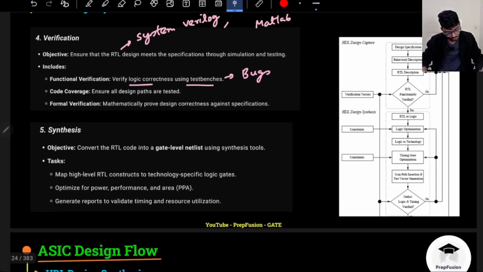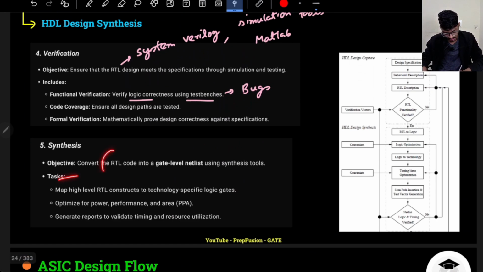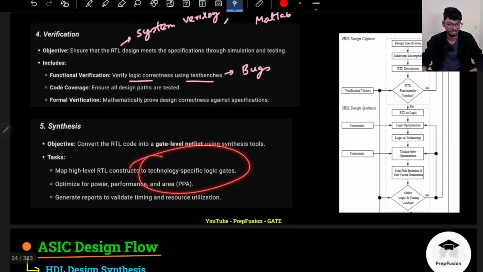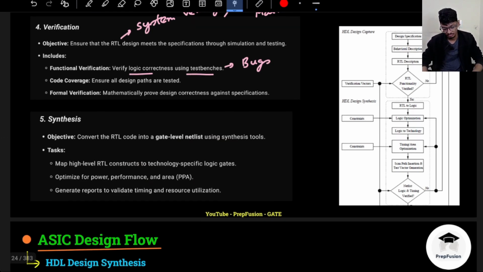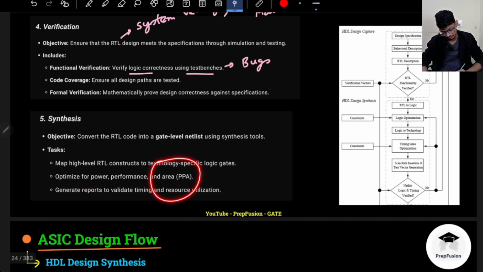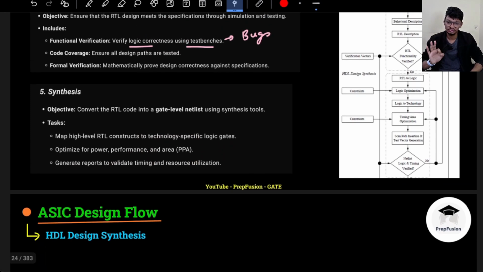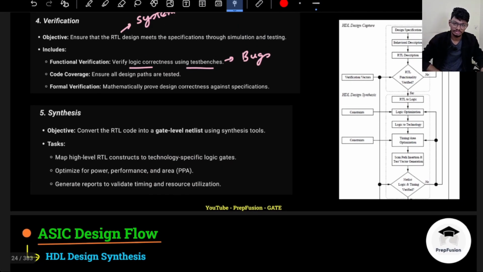Okay. So here we synthesize, convert the RTL code into gate level netlist using synthesis tools. Map the high level RTL constructs using the technology specific logic gates. In your synthesizing tool, there will be a few specific things, right? So that is what it will map. Optimize for power and area performance, generate reports to validate the timing and resource allocation and utilization. All those things it will do. We don't have to go too much in depth on this. Just try to understand the steps.